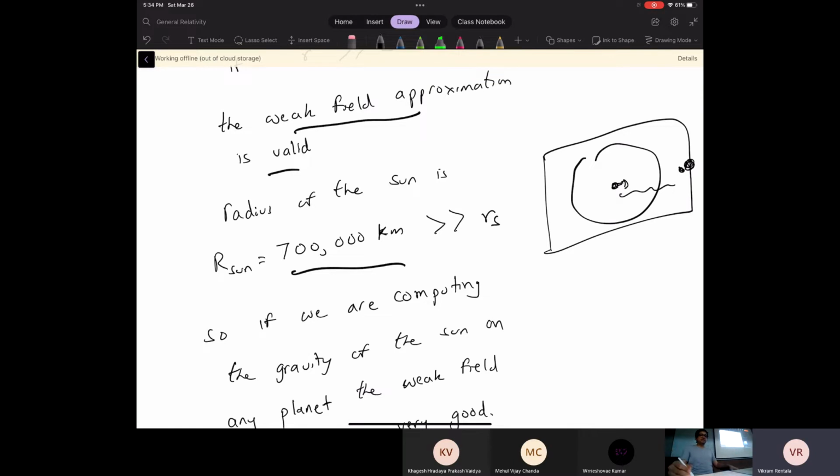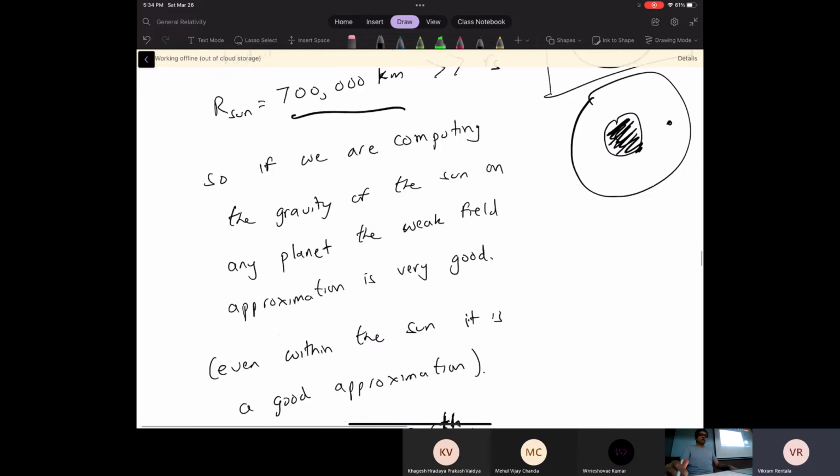Even inside the sun, if I look at any layer inside the sun, the gravity due to this layer is always going to be weak on any element outside it, because the sun is a very sparse object. It's not sufficiently dense.